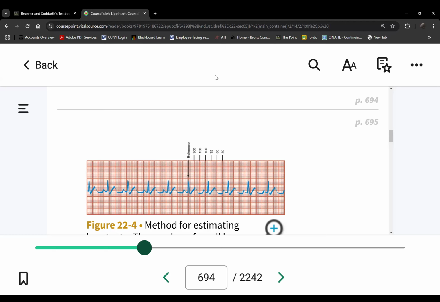So how many do you see in this 6-second marker right here? How many heartbeats do you see? Do I count this one? Yes, it's a part of the... Is this a complete heartbeat? No, it's missing a P wave. So can I count this one? Okay, 1, 2, 3, 4, 5, 6, 7, 8.